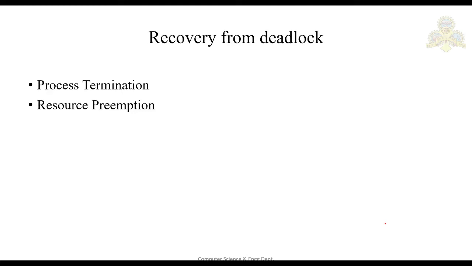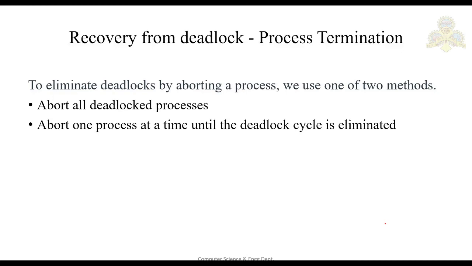The first one is process termination. To eliminate deadlocks by aborting a process, and aborting is nothing but terminating a process, we use one of two methods. First, we can abort all the deadlocked processes. This will break the deadlock cycle, but it would be a great expense. The deadlocked processes may have computed for a long time, and the results of these partial computations, whatever the process has done until now, have to be discarded and recomputed later.